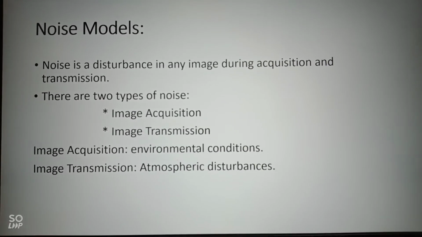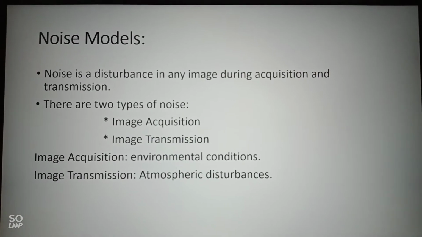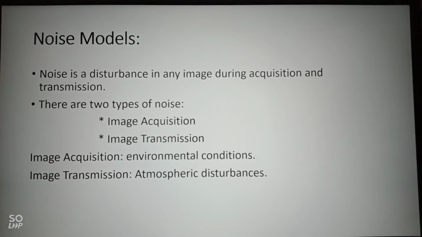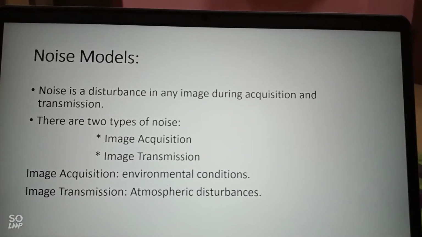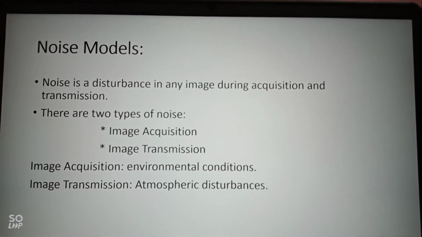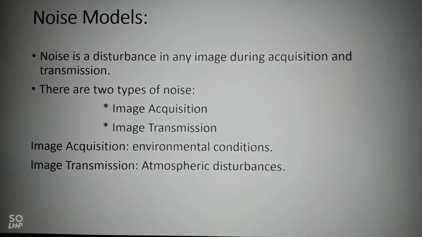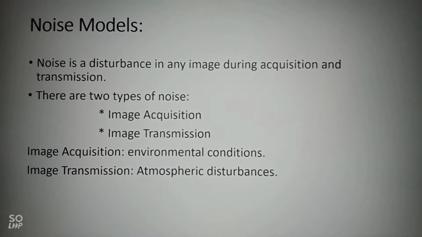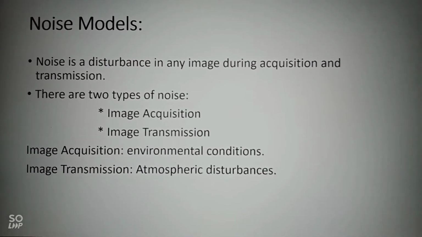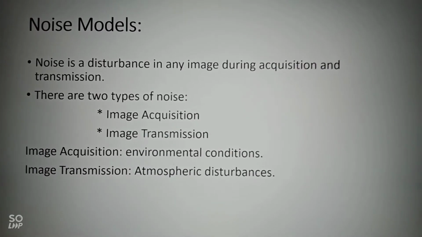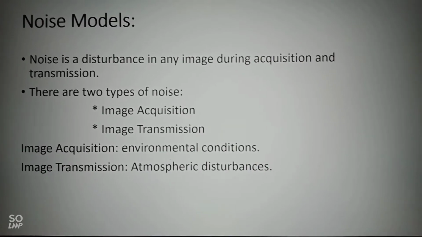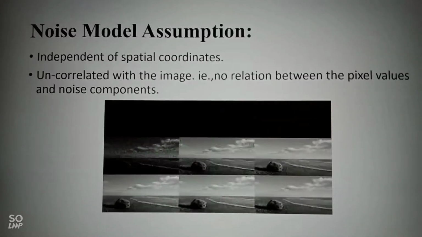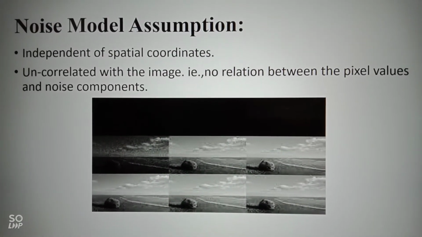What is acquisition? It is due to environmental conditions. That is, the image is corrupted by environmental conditions. Image transmission is like acquisition: the image is corrupted by environmental conditions. In transmission, it is corrupted by atmospheric disturbances. And the next is noise model assumption.